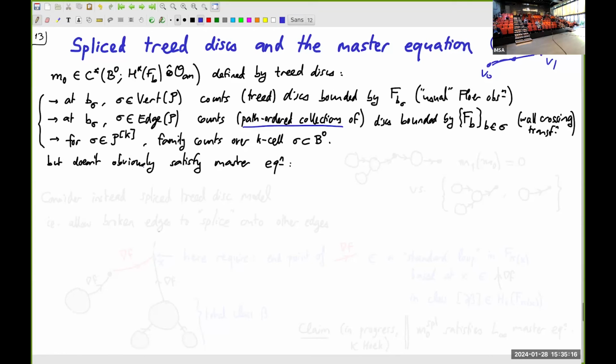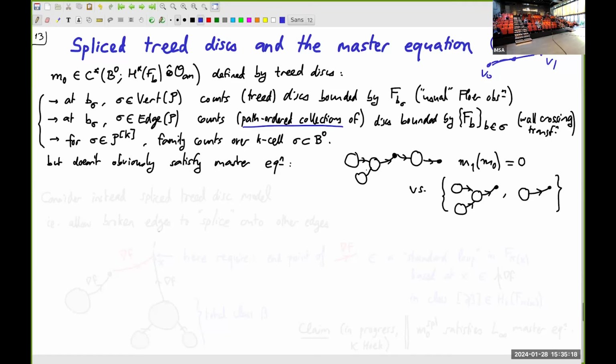So the problem with that is this has no reason to satisfy the master equation. And the problem is the boundary of this moduli space contributing to M0 consists of broken things where we have a broken Morse flow line. Disk breaking is not a boundary here, because when a disk bubbles off, then you just insert a Morse flow line and you continue. That's the whole point of the Pearl model.